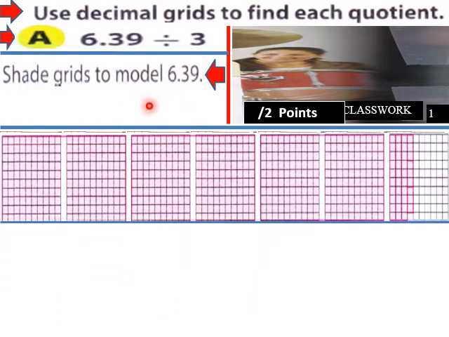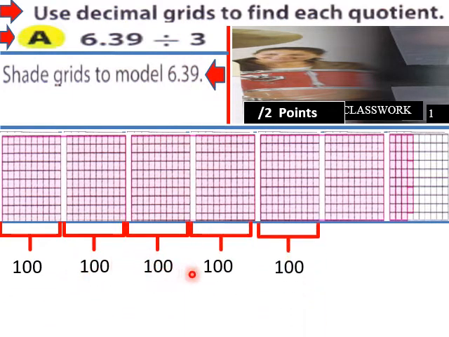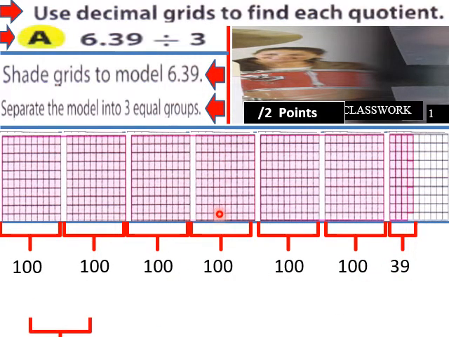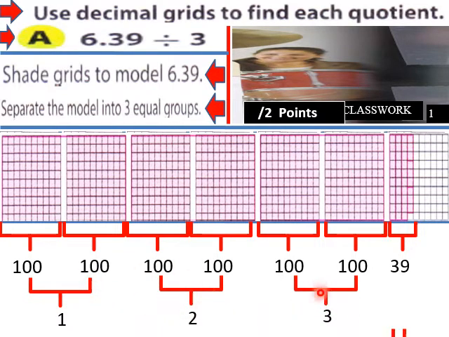So shade grids to model 6.39. Here's 6 here, and then we have 39 shaded in here. Each one of these grids has 100 squares. This one's got 39. That represents 6.39 divided by 3. So when we divide these by 3, separate into 3 groups. Here's group 1, here's group 2, here's group 3, and then 1/3 of 39 would be 13, or 0.13.